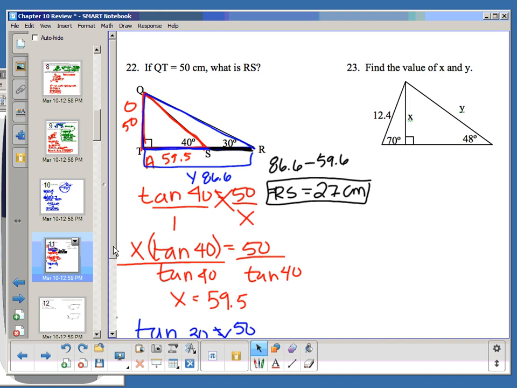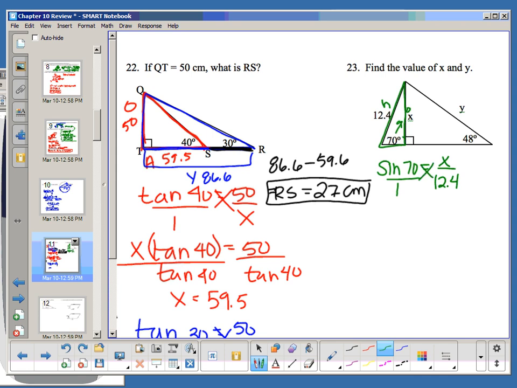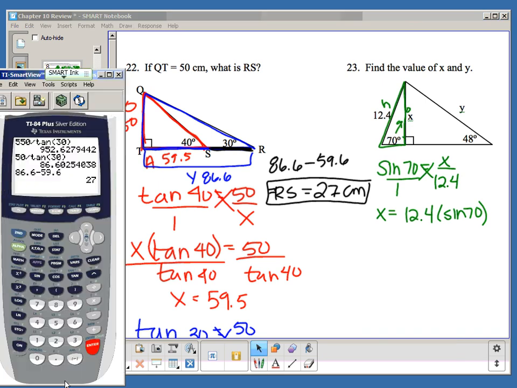All right, so let's look over this next one. This one's just like all the multi-step ones you've been doing. Okay, so let's just start with looking at this triangle. I should be able to find x using that because this is the opposite and this is the hypotenuse. So I have sine of 70 equals x over 12.4. Cross multiply, x is going to equal. Let's go ahead and write that. Okay, so I get 11.65.